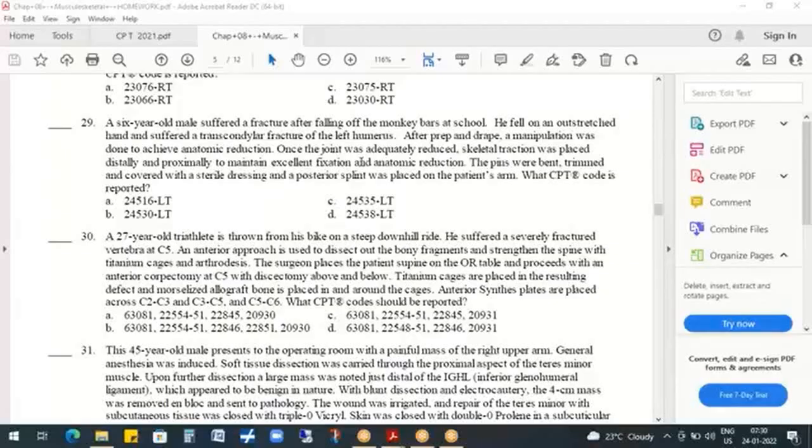Did I complete the respiratory system for your batch? No, sir. Okay, then if I am done with this, 2 topics are remaining for you, respiratory and cardiovascular.